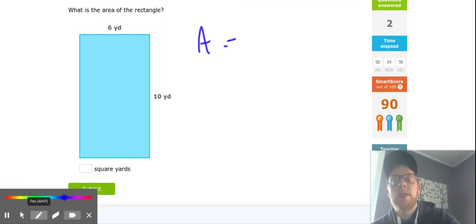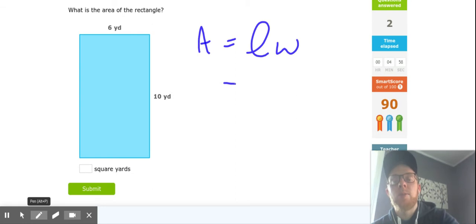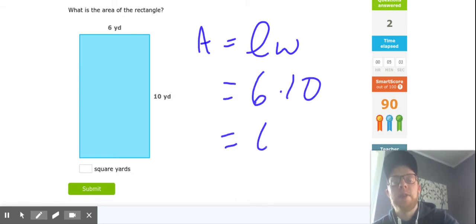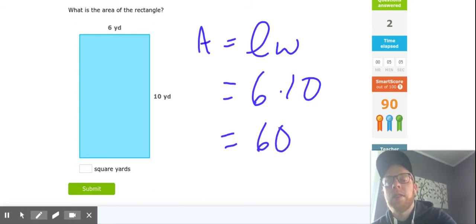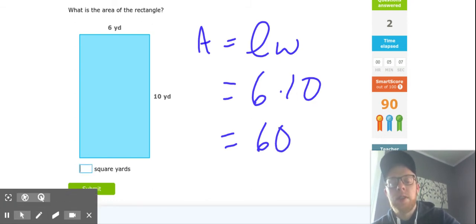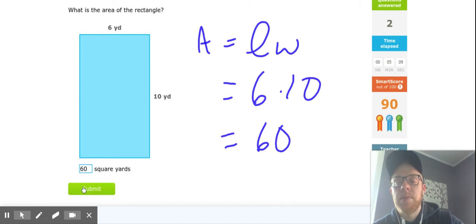We know that area equals length times width. We know we have a 6. We know we have a 10. And we know we get 60. So we can go ahead and type that 60 in and hit submit.